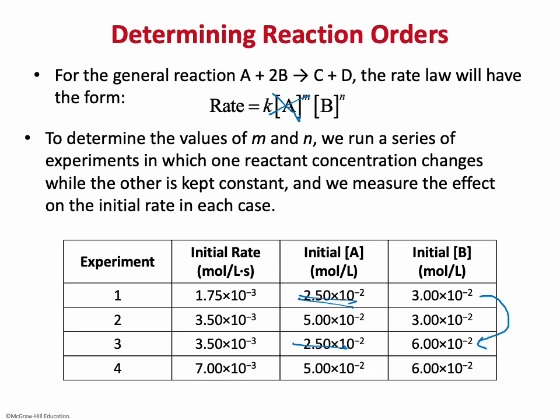6.00 times 10 raised to the minus 2. It became 2 times. What happened to rate? Rate went from 1.75 times 10 raised to the minus 3 to 3.5 times 10 raised to the minus 3. Also 2 times, which again, what is my n? N is also 1. Okay, 2 times became 2 times. Or you can again write it down.